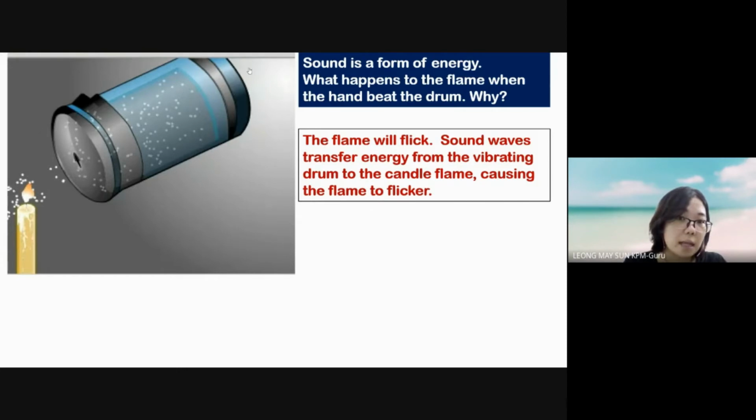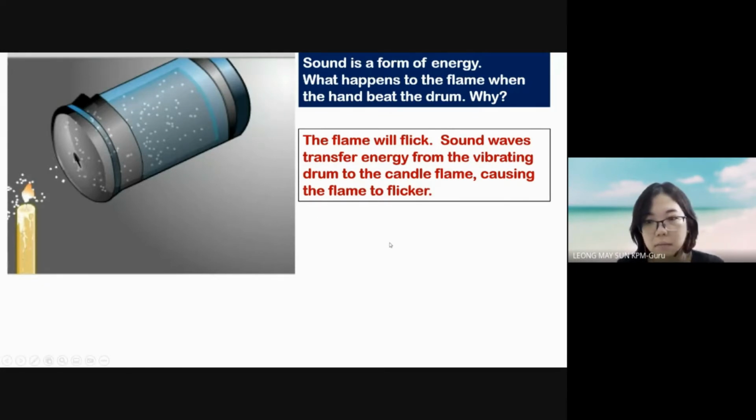The disturbance at the back of the drum vibrates and causes the disturbance in the air particles inside the drum, and it will disturb the air particles that are outside also. So this transfers the energy from the source of disturbance, which is actually the hand, towards all the molecules, and it will finally cause the flame to flicker. So again, repeating a very important statement, wave transfers energy without transferring the matter.